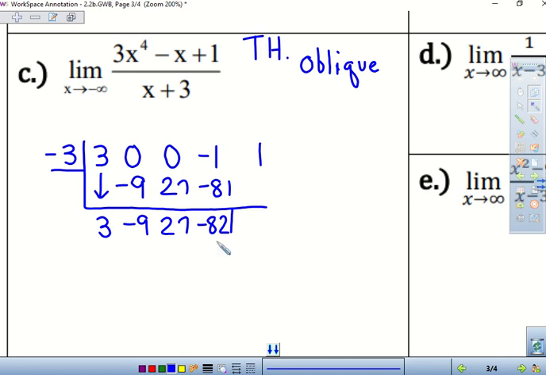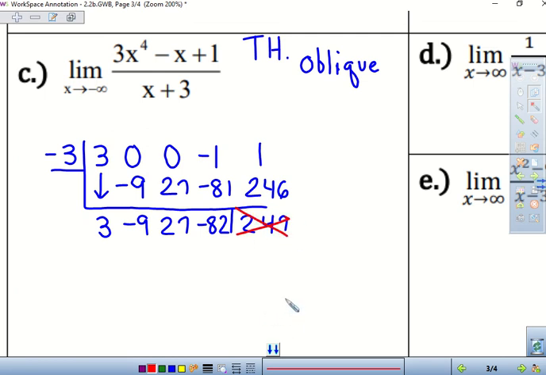Sebastian, what was it? 3 times negative 82? I forget, you said it earlier. 246. Good. What's 246 plus 1? 247. Good. So, one beneficial thing about finding oblique asymptotes is we actually don't care about the remainder at all.